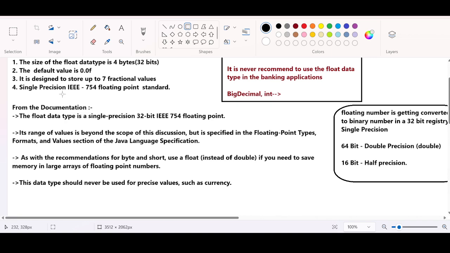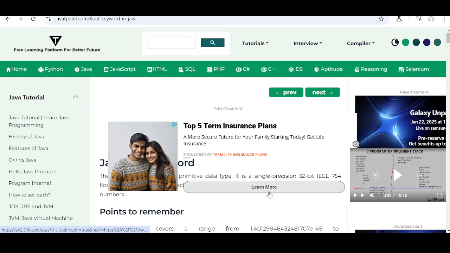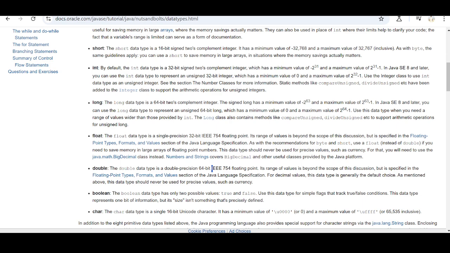What is the IEEE 754 standard? Look at this web page. It says there is a specification about the float data type: a single precision 32-bit IEEE 754 floating point.